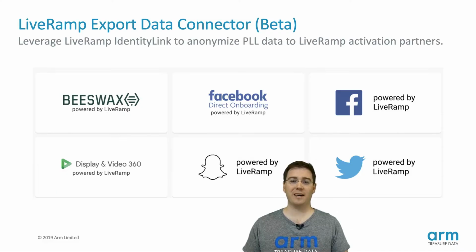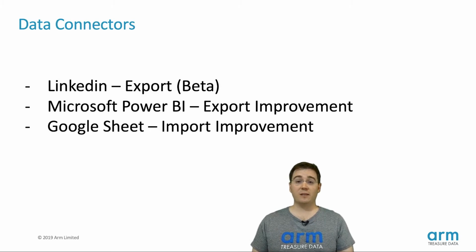In addition, we've added a data connector this month for LiveRamp. You can use ARM Treasure Data to export segments to LiveRamp for activation through LiveRamp's activation partners. LiveRamp Identity Connect connects and anonymizes PII data to LiveRamp's activation partners. You can now export to 6 LiveRamp activation partners. If you're interested in participating in the LiveRamp beta, contact your Treasure Data customer services representative today to check it out. For data connectors, we've added these functionalities.